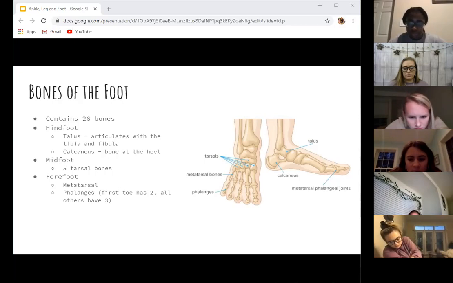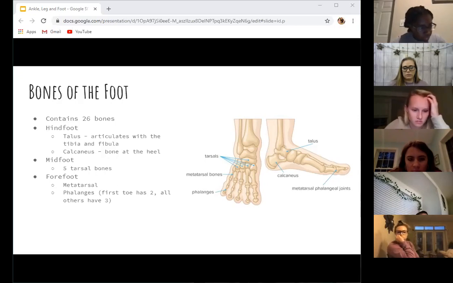The mid portion of the foot is where your 5 tarsal bones are located. And then the forefoot includes your metatarsals and your phalanges. Similarly to the hand, the first toe has 2 phalanges and all the others have 3.